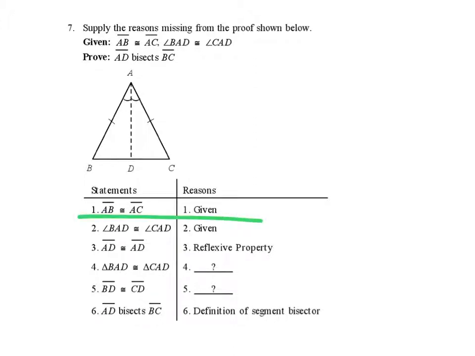It is saying that AB is congruent to AC, all right. Then they told me that angle BAD was congruent to angle CAD, so this angle and this angle are congruent. The next one is AD is congruent to itself by the reflexive property. Now they want to know why my triangles are congruent.